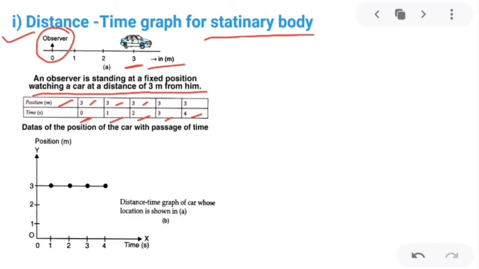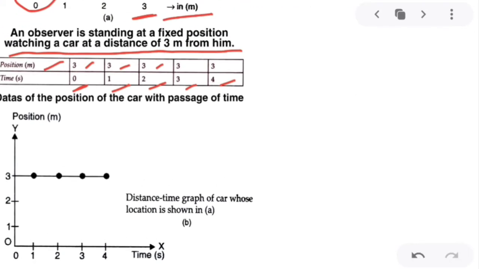To represent these data in the form of a graph, in the x axis time is taken, and in the y axis the position of the car is given. Position means the distance of the car from the observer. Let us see here. You see now units are divided 1, 2, 3, 4. Here also units are divided. This is time: 1 second, 2 second, 3 second, 4 second. Here it is 1 meter, 2 meter, 3 meter.